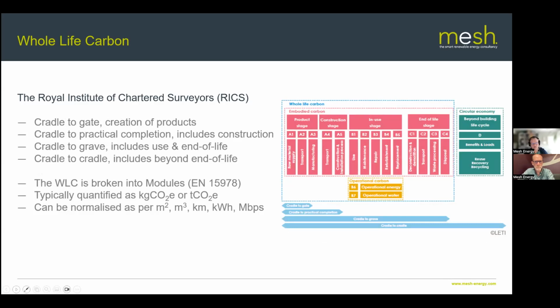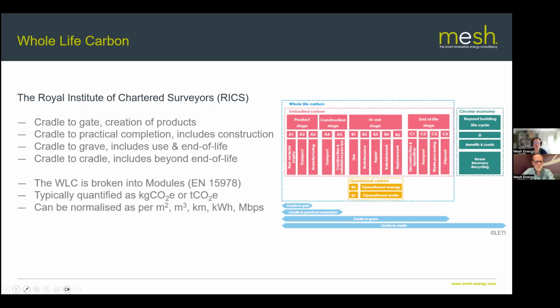So what RICS did was create a structure based around 4 modules, and basically it's looking at the cradle to gate creation of products. So that's everything from extracting and supplying of raw materials and turning it into a product. And then we get an extension of that, which is cradle to practical completion, which is basically about transporting those products from a factory to a site and assembling them into the finished product.